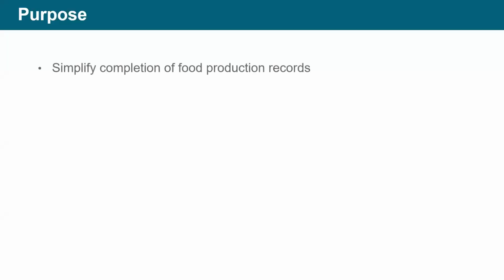The purpose of the Excel Food Production Record is to simplify completion of food production records and use them as a planning tool. You must have Microsoft Excel to use this resource.